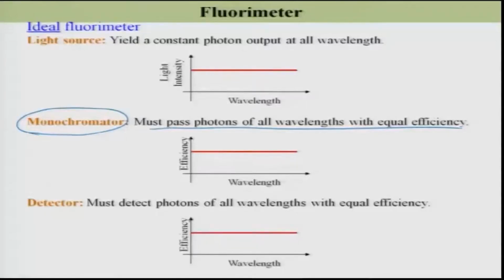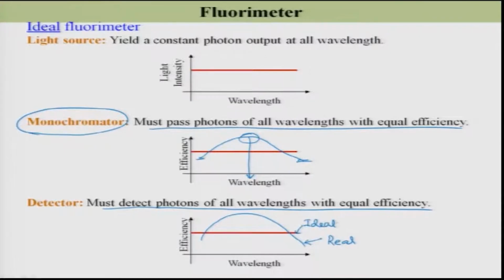Ideally it should be a straight line, but in reality it is not like that, it is something like this. Here the efficiency of this particular wavelength to pass through the monochromator is more compared to this wavelength and this wavelength. Similarly, an ideal detector must detect photons of all wavelengths with equal efficiency, so I must get a horizontal line like this, but in reality this is not the case. The detector efficiency is also of this kind of shape. So this is the real and this red one is ideal.